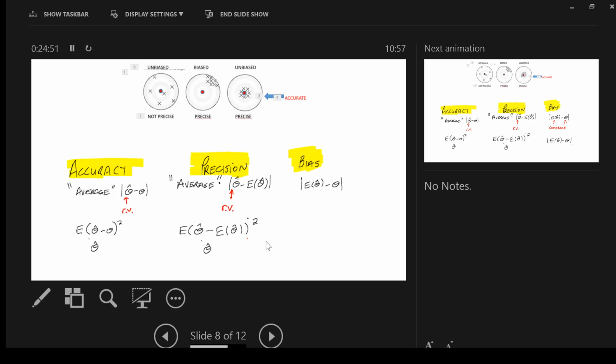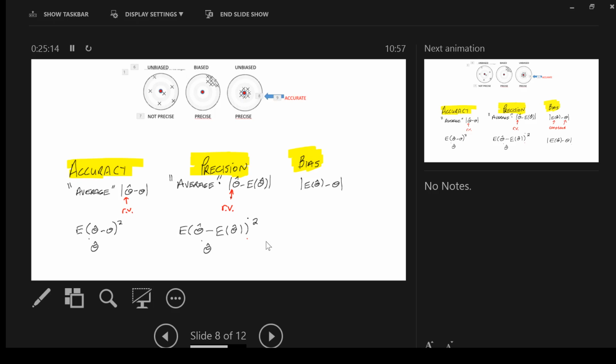This is a random variable, this is a constant. So a random variable minus a constant is still a random variable. So that's why you can take the expected value. But you can't put the expected value there because E of theta hat is already a constant. E of theta hat is a constant and theta is a constant. So it makes no sense for the bias to start looking for the expected bias.